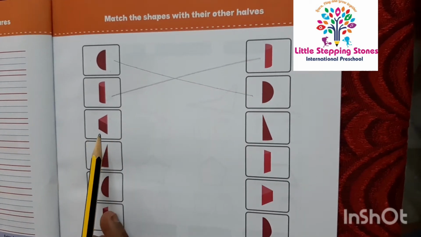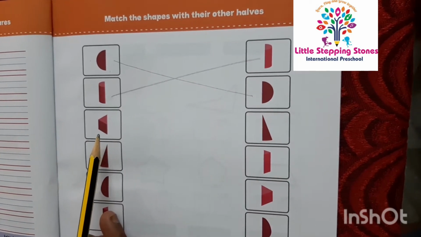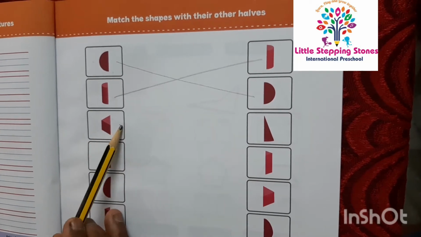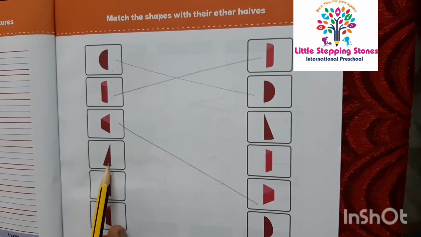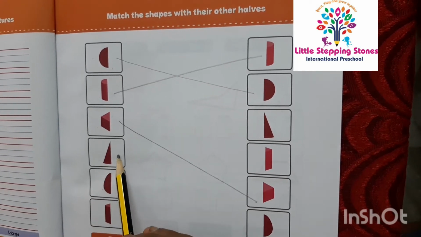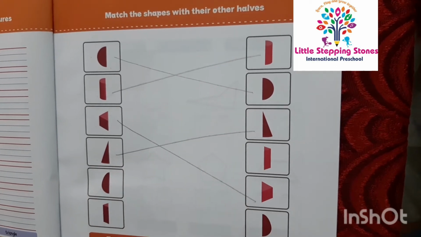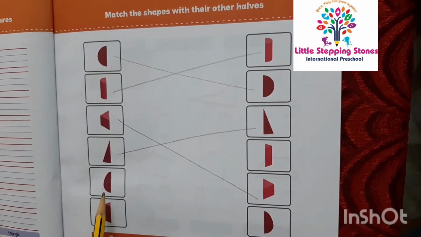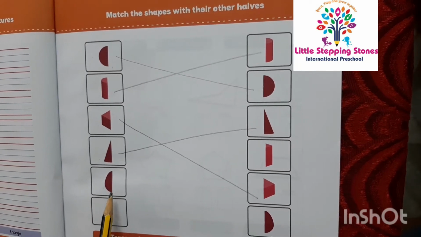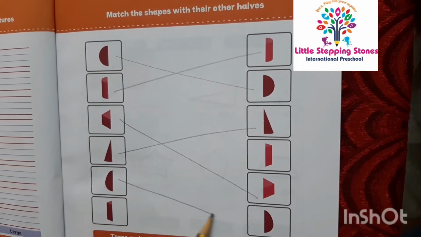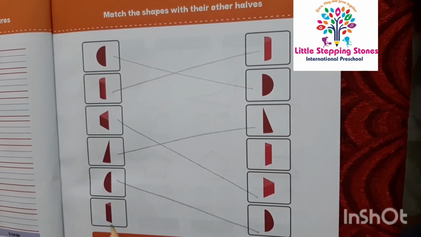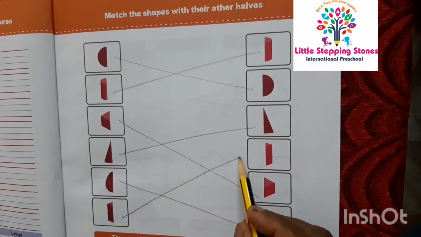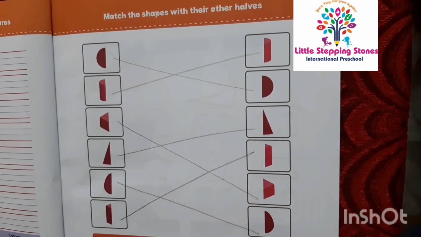This is one half of a cube. Let's match it. This is one half of a cone. The other half is here. Then this is one half of an oval. Let's match it. This is one half of a cuboid. The other half is here. Match it. You should do it in your book, children.